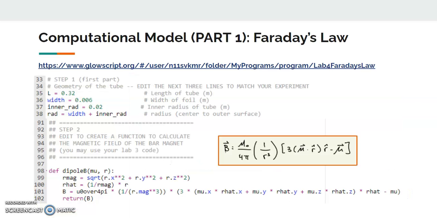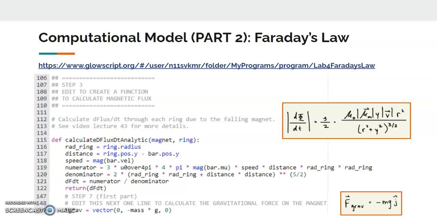This screenshot shows an excerpt of the code that was edited to resemble the formula to calculate the magnetic field. Lines 106 to 122 in my code were edited to calculate the derivative of the flux with respect to time, as shown in the formula written out to the side. Lines 147 through 149 of the code calculate the gravitational force of the magnet as negative mg.